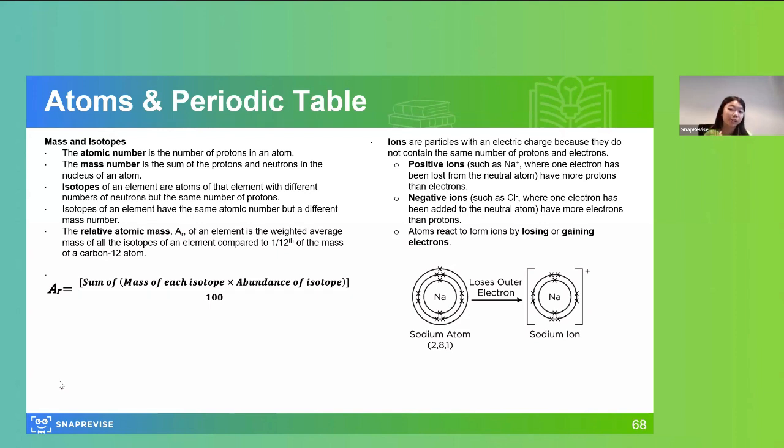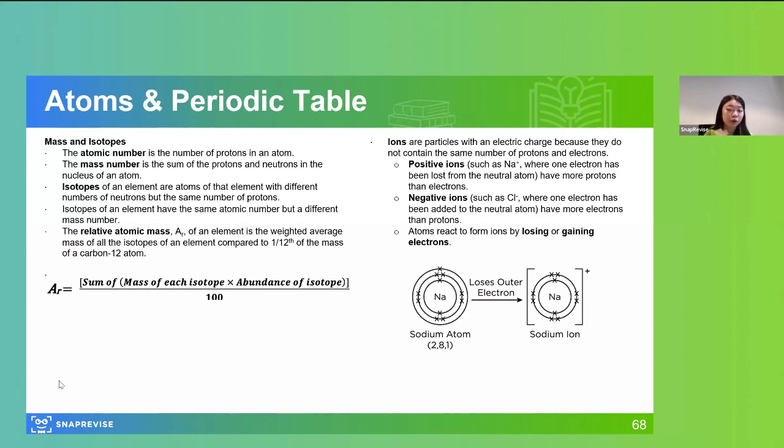Ions are particles with an electric charge. So they don't have the same numbers of protons and electrons. Remember when I said elements with an atomic number have the same number of protons and electrons. In ions, this is not the case. In positive ions, or some people like to say cations, they have more protons than electrons. And negative ions are the opposite. They have more electrons than protons.